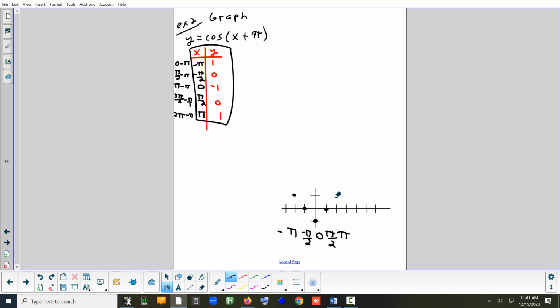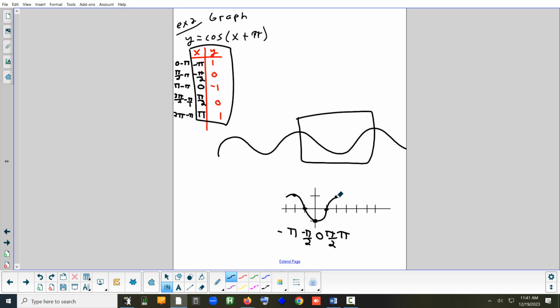Now, it looks kind of like a V-shape. But remember, these graphs are waves. So what you're really sketching is something that looks like that. Okay, so it has a curve to it. Don't make it like an absolute value function. Nothing when you graph with sine and cosine comes to a point. They're all curved. It's going to kind of look something like that. More like a U. Yep.